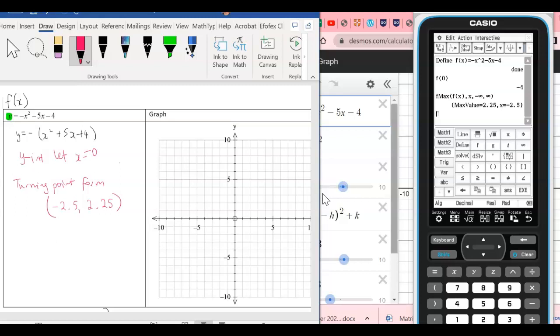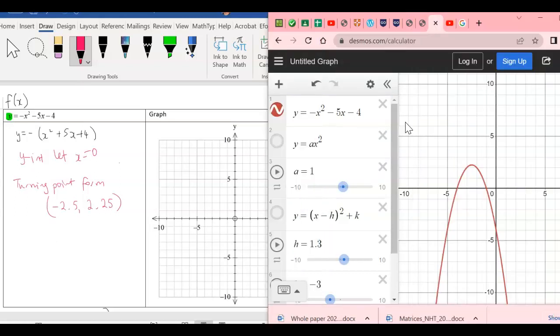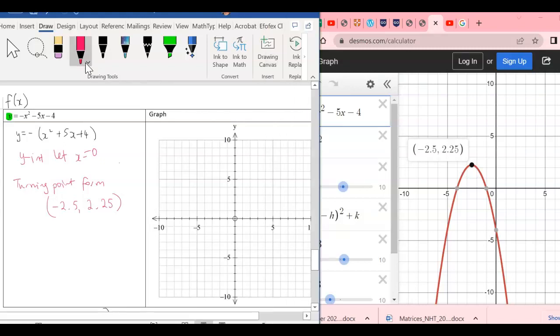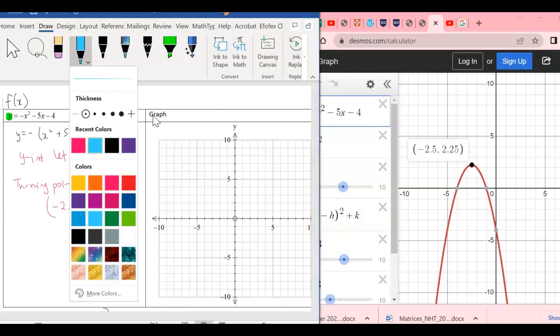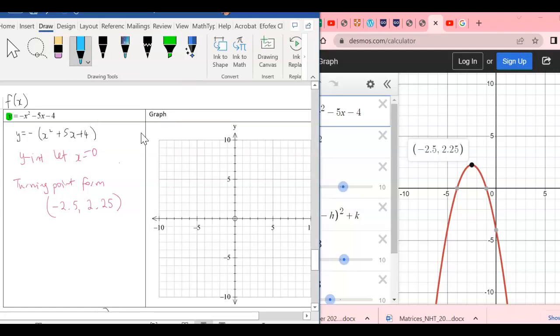All right, so let's go to Desmos. Come on, Desmos. There we go. And there it is, negative 2.5, 2.25. Now, remember before, I'm telling you to remember a lot, aren't I? So this is with your turning point. This is your value of h, and this is your value of k.